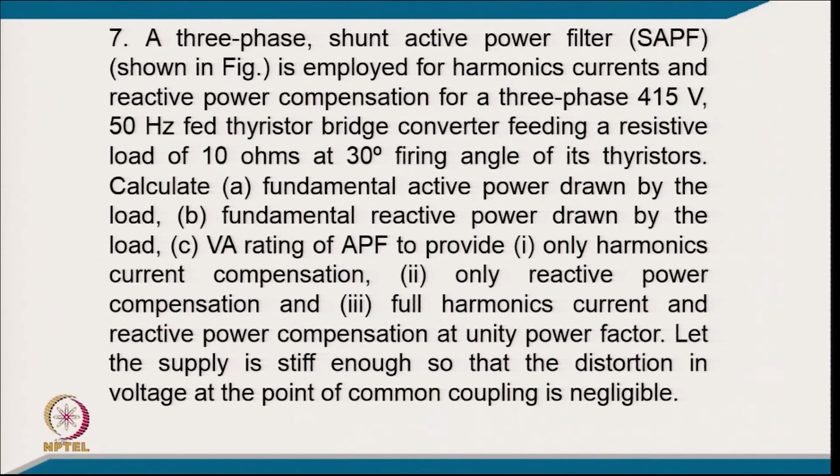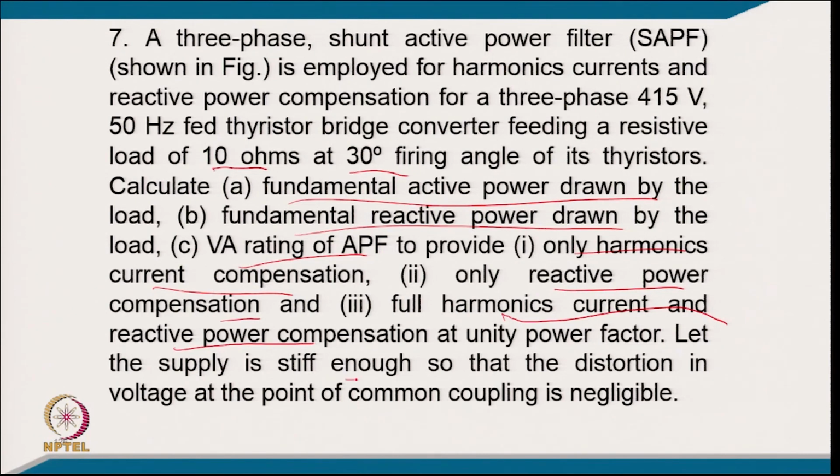So, coming to numerical example 7. A 3-phase shunt active power filter is employed for harmonic current and reactive power compensation for a 3-phase 415 volt 50 Hz fed thyristor bridge converter drawing a resistive load of 10 ampere at 30 degree fire angle of thyristor. Calculate the fundamental active power drawn, fundamental reactive power drawn, and the VA rating of the active filter to provide only harmonic current compensation, only reactive power compensation, and along with harmonic current and reactive power compensation at unity power factor.